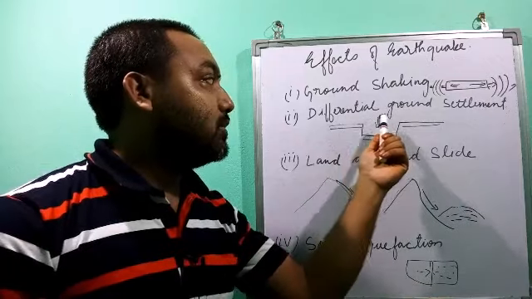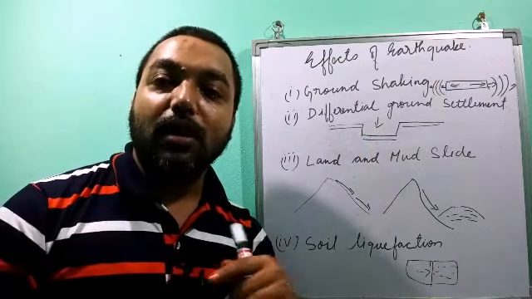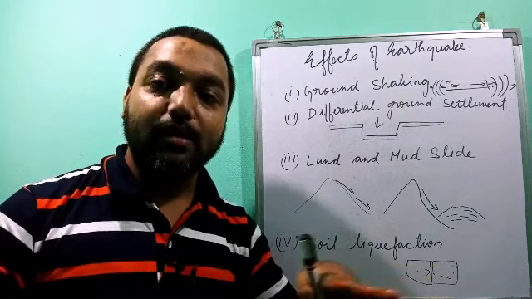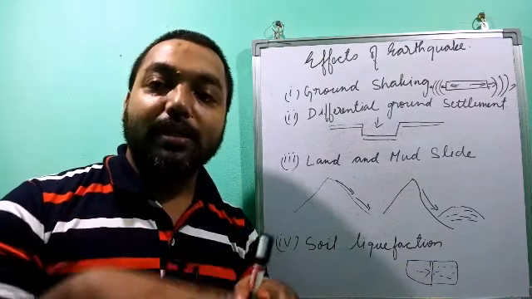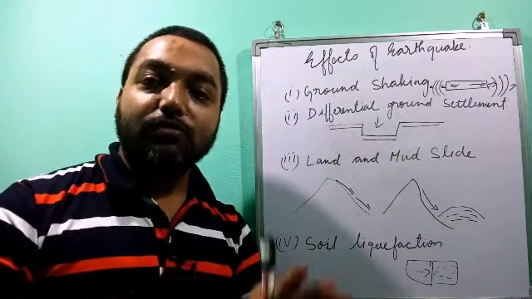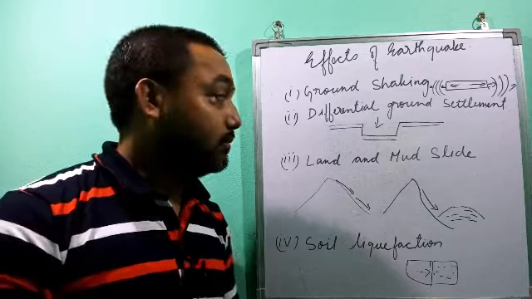Next is differential ground settlement. So ground settlement may become different. Somewhere it was plain everywhere. After earthquake, it may happen that some part has gone down or some part has come up. So the ground settlement will be different.